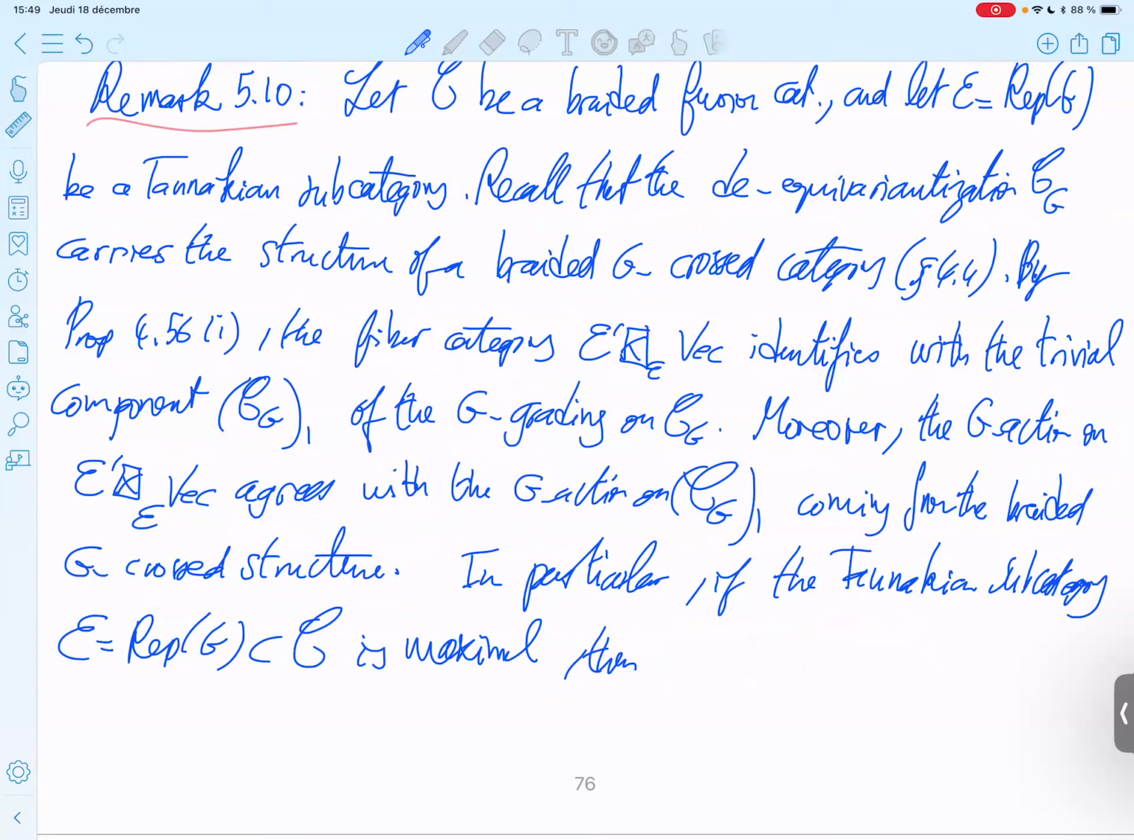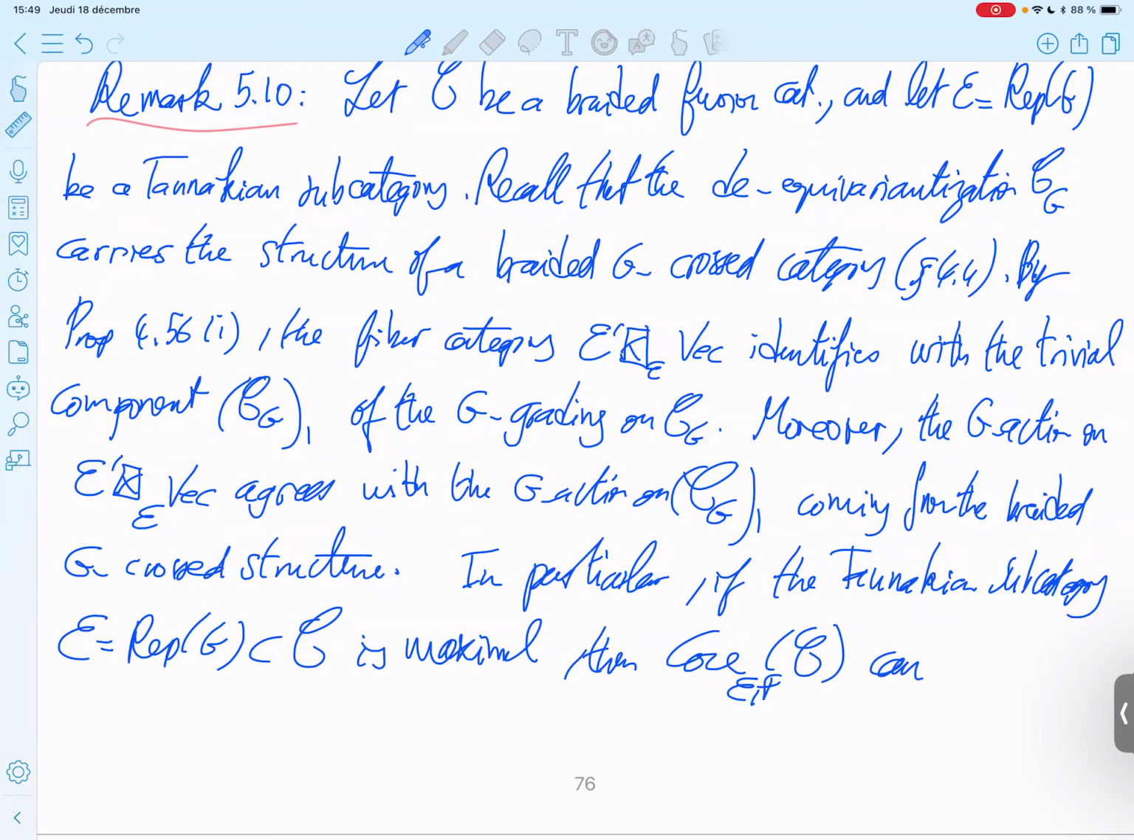Then we can define the core, and in fact, this core can be completely described in terms of the braided G-crossed category. I'm not saying that it is equivalent to that. I'm just saying that from the data of the braided G-crossed category, so G-grading, G-braiding, G-action, you can completely determine, you can describe the core.